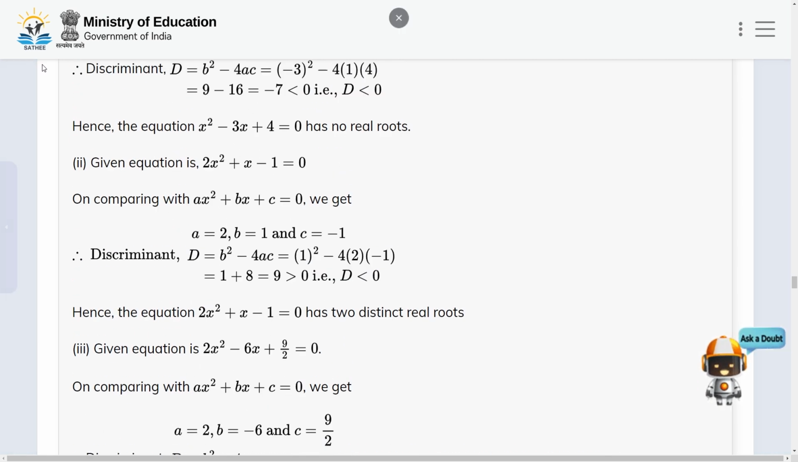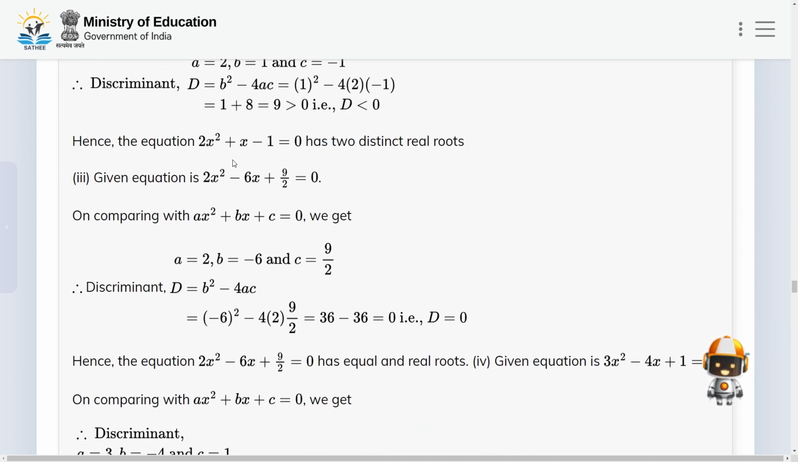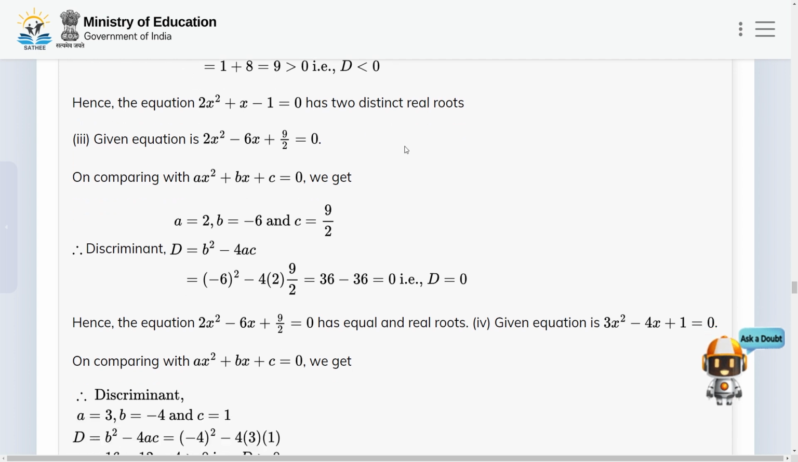Now for the second one, we are given 2x square plus x minus 1 is equal to 0. If we compare, then we get a is 2, b is 1, and c is minus 1. The discriminant D is 1 square minus 4 times 2 times minus 1, that is equal to 9, and this is greater than 0. So the given equation has two distinct real roots.